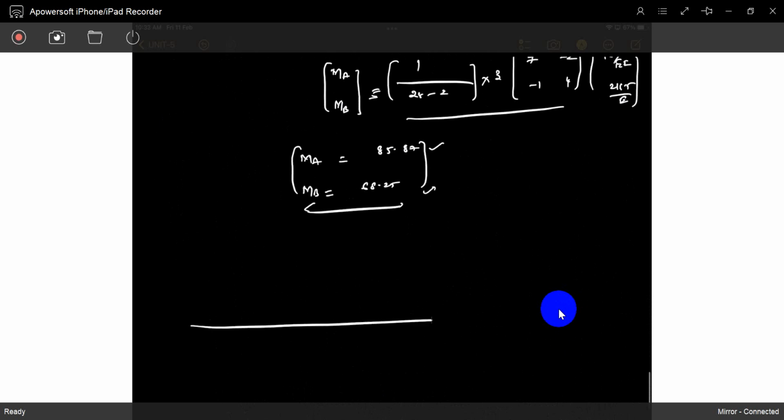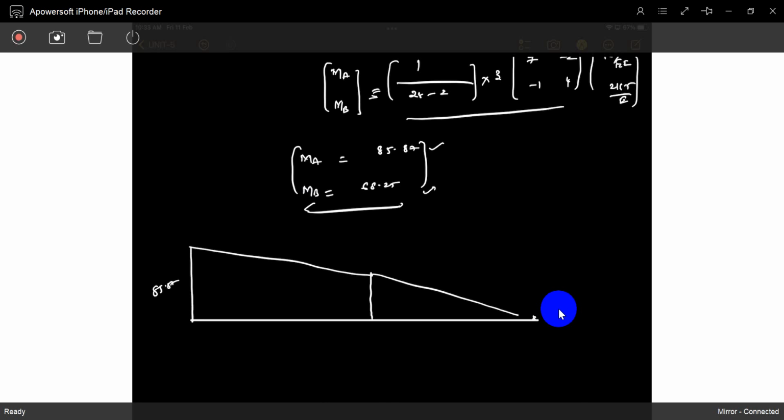So now you can write down: this is 85.87, this is 68.25, this is 0. This is the uniformly distributed load. It will come like this.